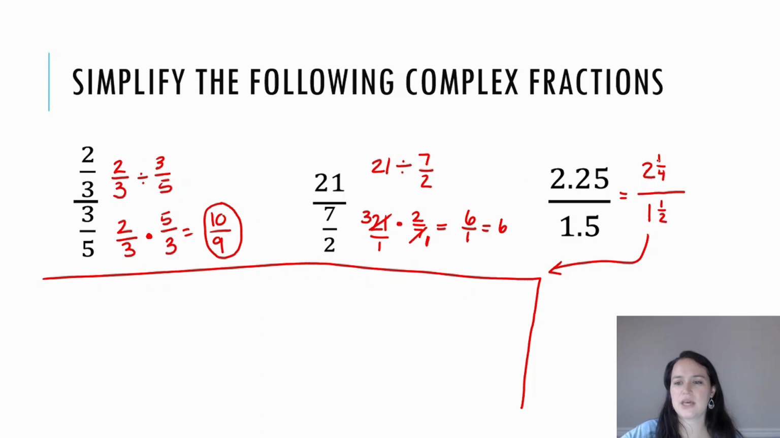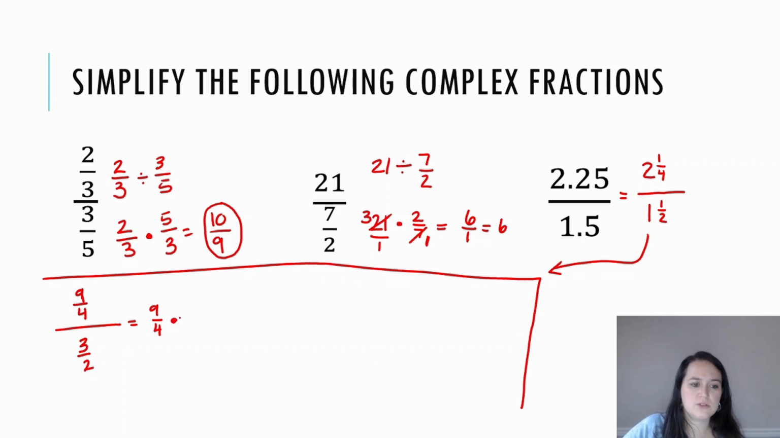4 times 2 is 8 plus 1, gives me 9 over 4. And so I'm dividing that by 3 over 2, since 2 times 1 is 2, plus 1 is 3. So I'm going to keep the first one, change to a multiplication sign, and then multiply by the reciprocal, flip it, of the bottom, 3 over 2. So this is going to get me 18 over 12.